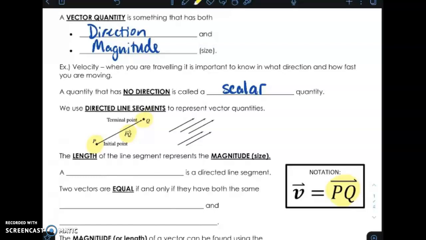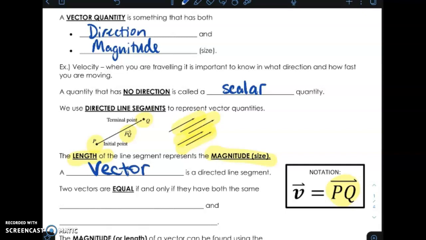So we can see that all these arrows are going in the same direction, so that's how we're showing the direction here. The length of each line segment will represent the magnitude. So if it's a smaller line, it's got small magnitude, and if it's a long line, it's got a large magnitude. So a vector is a directed line segment.